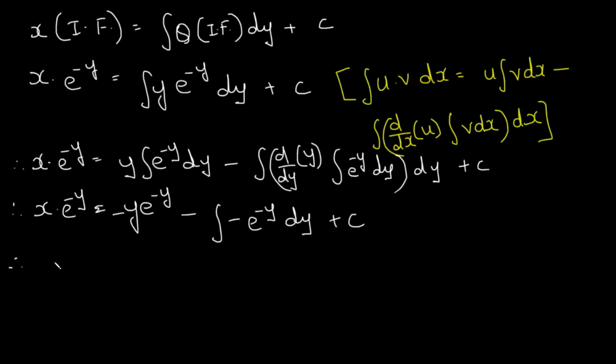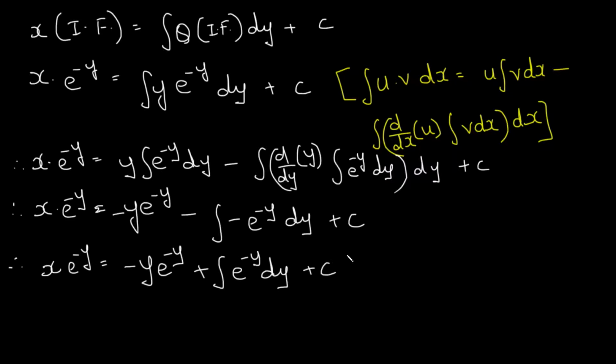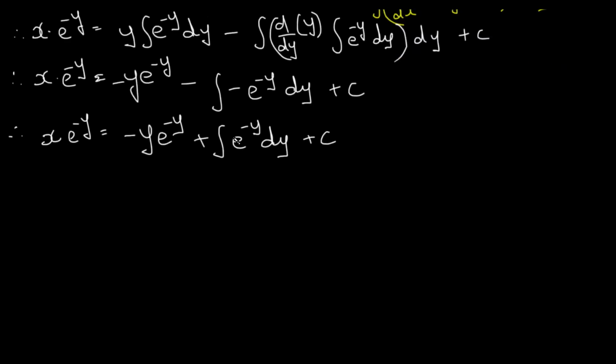So therefore now we can write this as x into e raised to minus y is equal to minus y e raised to minus y, minus into minus becomes plus integral e raised to minus y dy plus c, going in a stepwise manner. Now integrating this term as well, we are going to get x e raised to minus y is equal to minus y e raised to minus y, and this becomes minus e raised to minus y plus c.